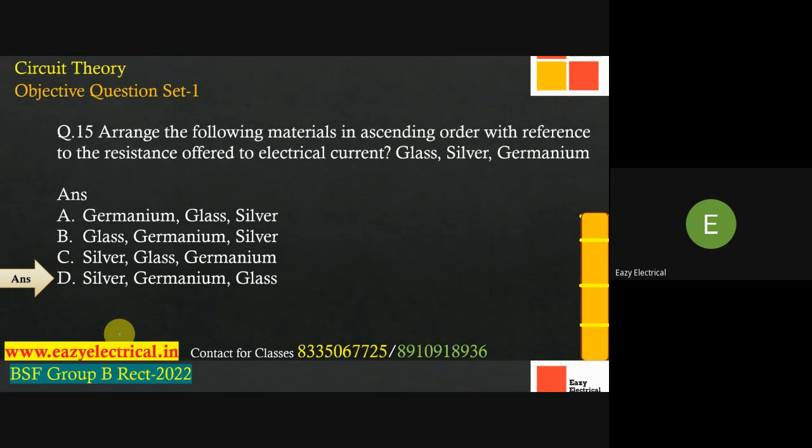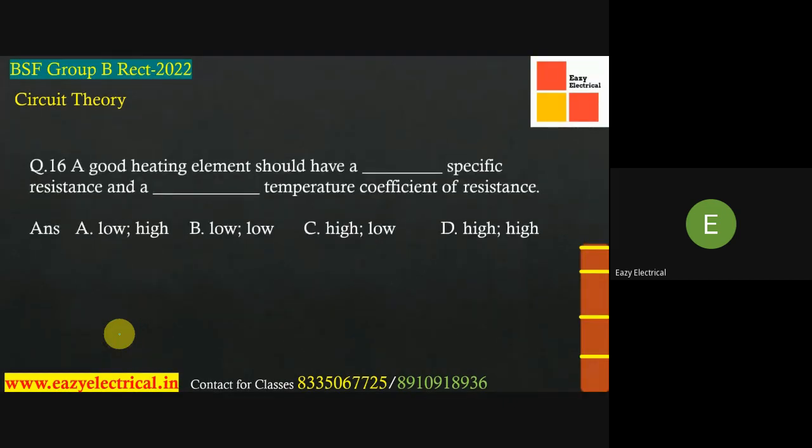Now coming to the next question. Here the question is given like this: a good heating element should have dash specific resistance and dash temperature coefficient of resistance.